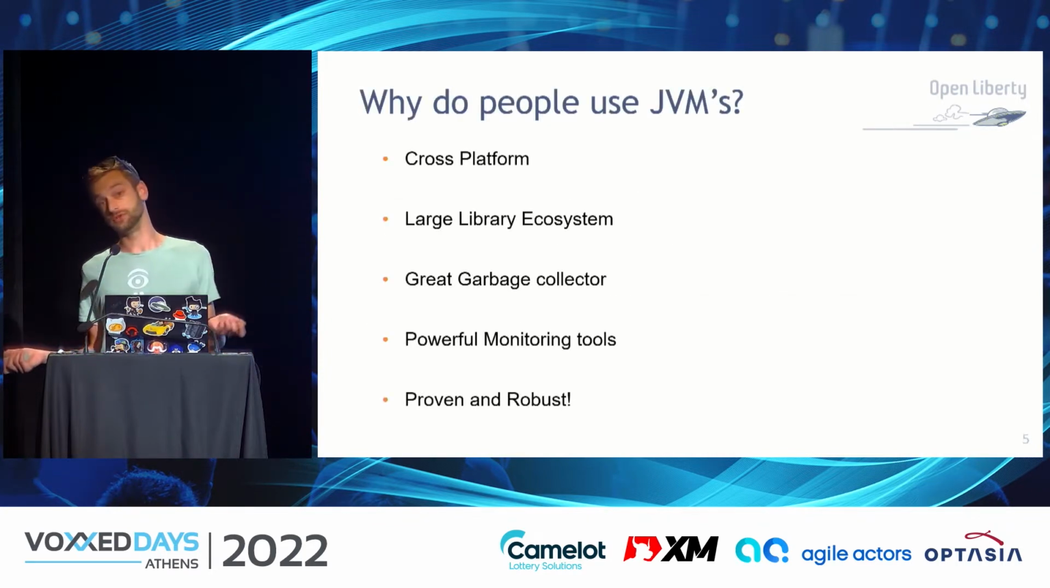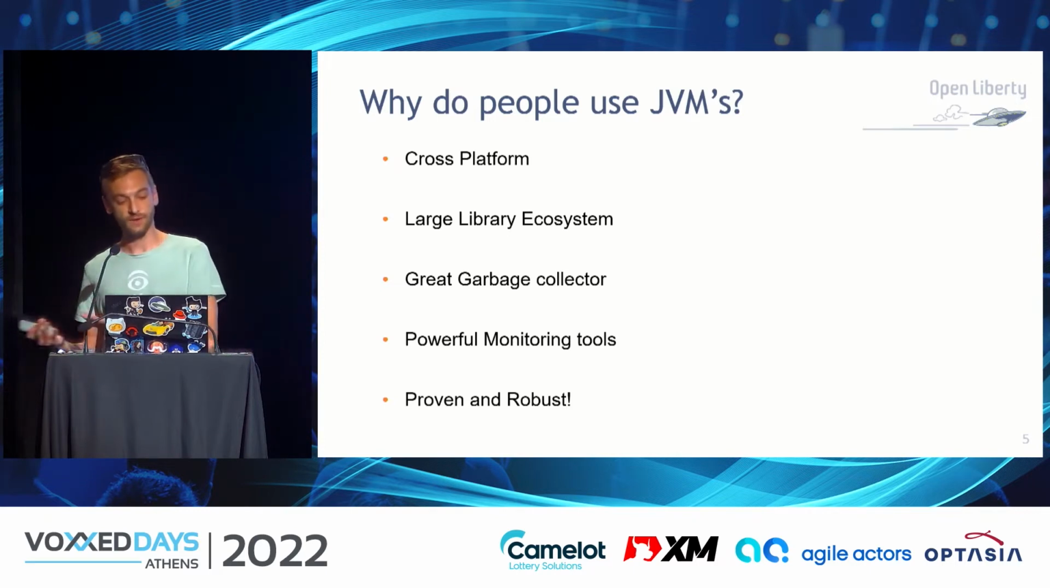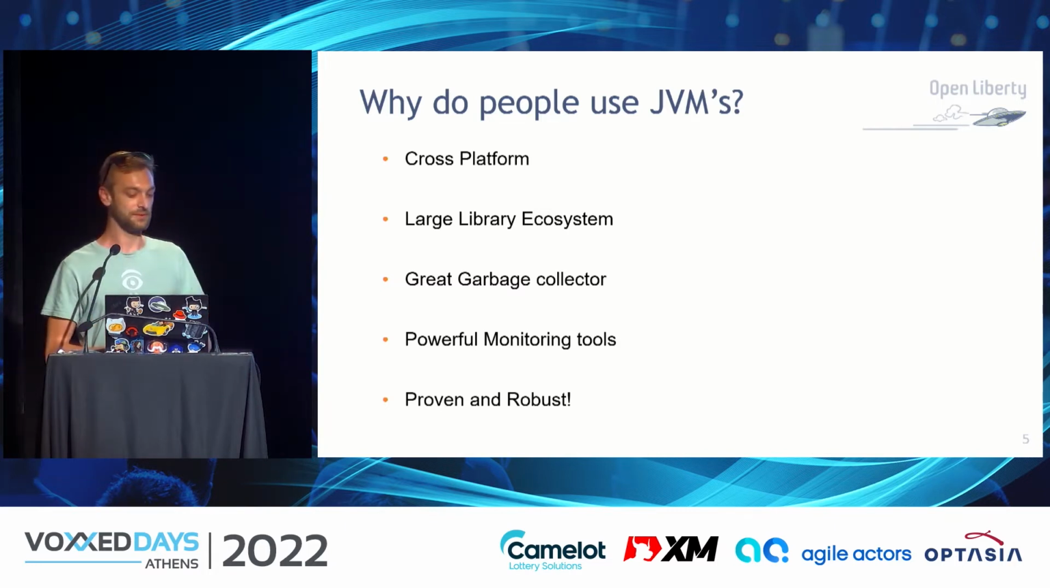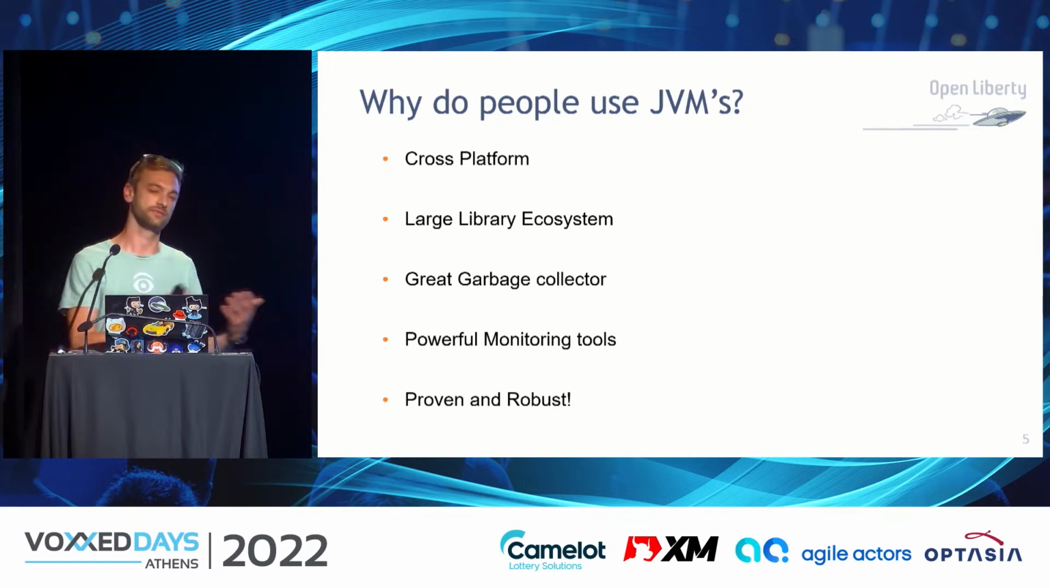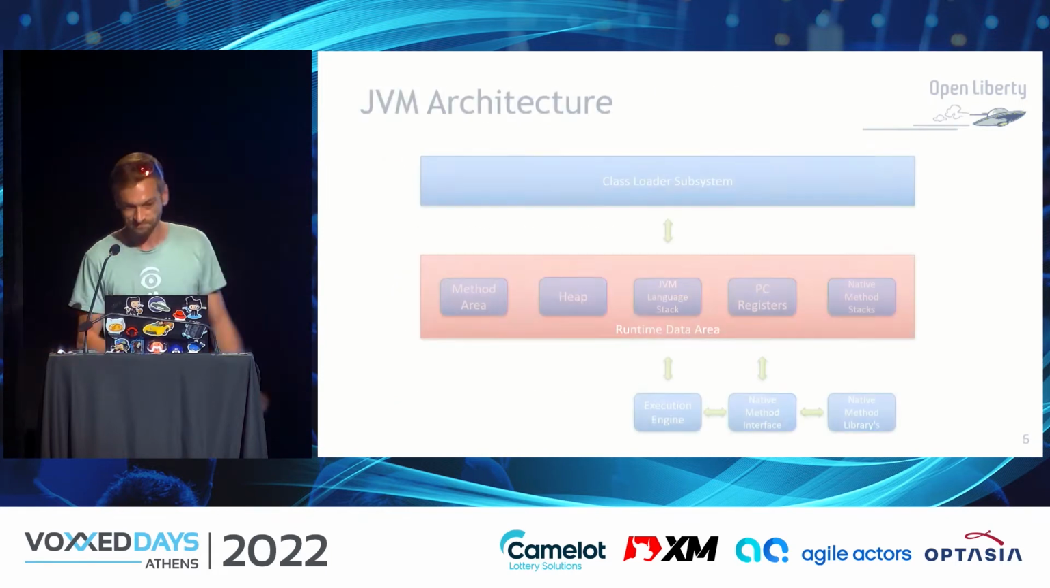So why do people use JVMs in Java? Well, it's cross-platform, like I said, write once, run anywhere. It's got a large library ecosystem because Java's been around for a while. It's got a great garbage collector, so it handles everything you're not using anymore to clear it up and free up memory. It's got some really powerful monitoring tools, and it's proven and robust. Java's been around for a long time, with lots and lots of applications, and enterprises use it around the world. So that's why we're all here today, and we're still using Java, so it's awesome.